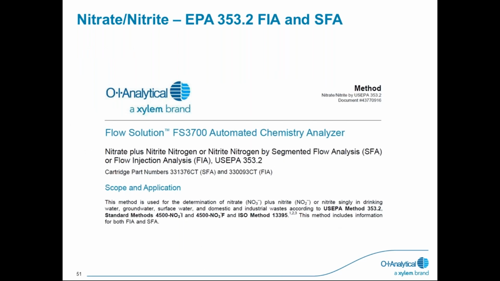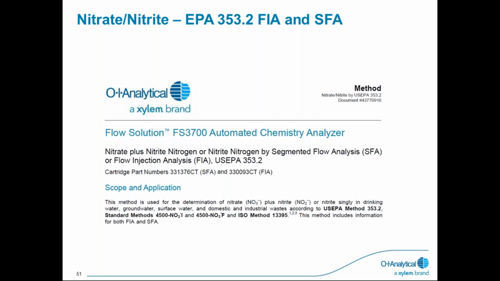We have the nitrate nitrite, and we developed that with FIA and segmented flow. Some states here in the United States require flow injection, and some say you have to run it with segmented flow. If you remember from the prior presentation last week, a lot of the original methods were developed as segmented flow, and then several years passed, and flow injection was brought on. So we have this in segmented flow and flow injection following EPA method 353.2.